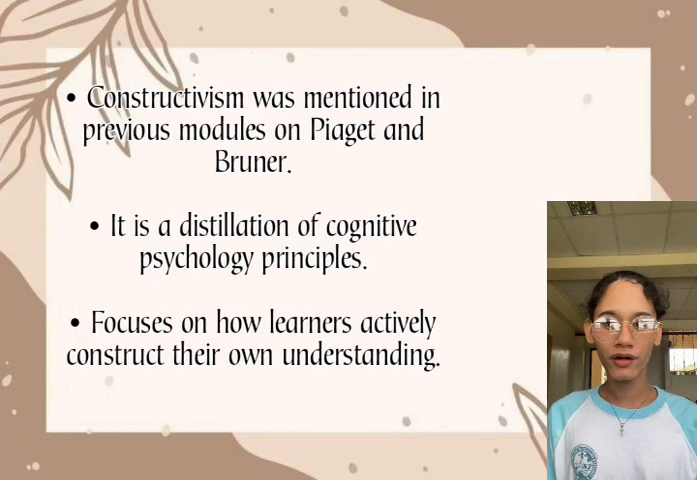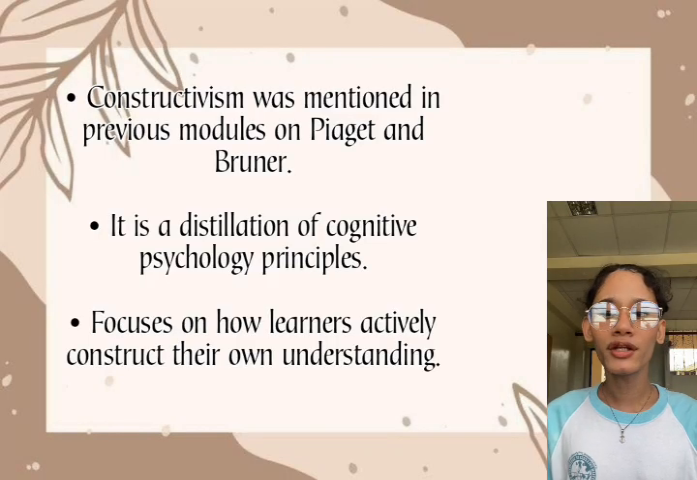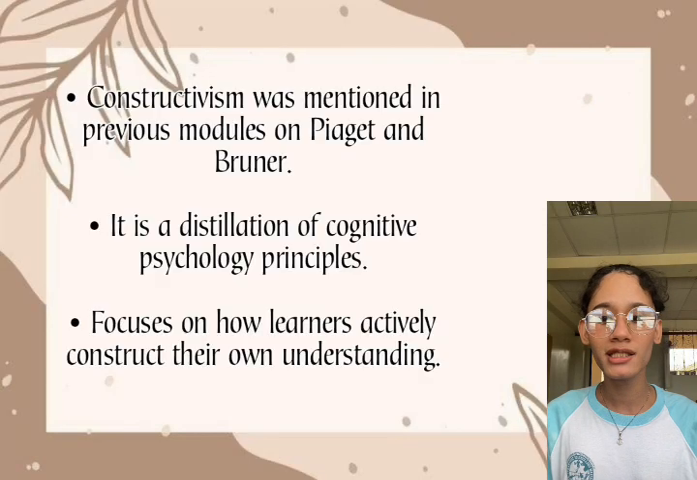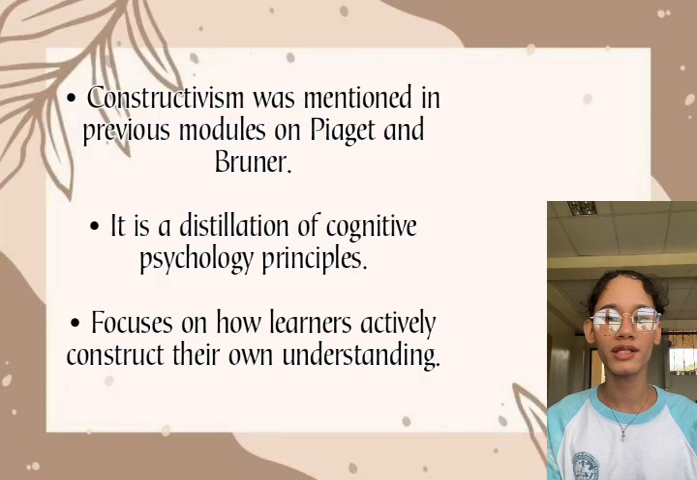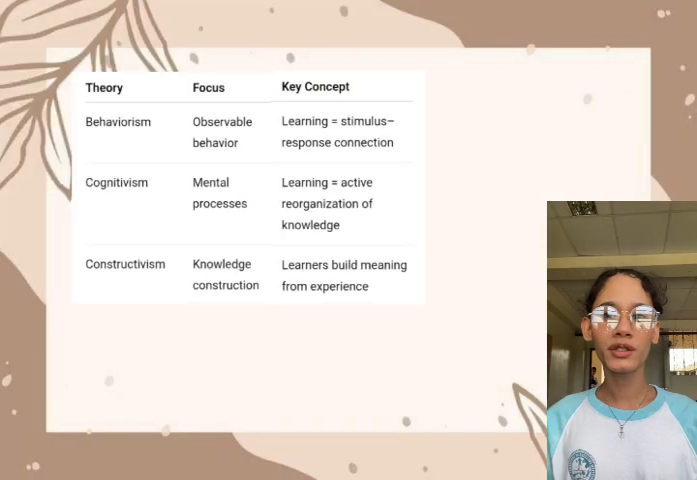Before we dive deeper, let's recall what we've learned from previous theories. In the earlier modules, we discussed the ideas of Piaget and Bruner, both of whom strongly influenced the development of constructivism. Constructivism is actually the distillation or combination of many ideas from cognitive psychology. Let's compare it to what we already know about learning theories.